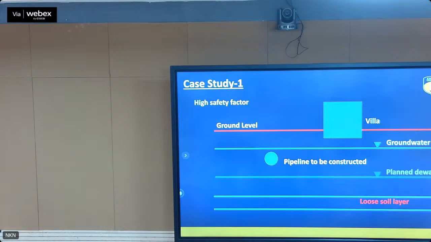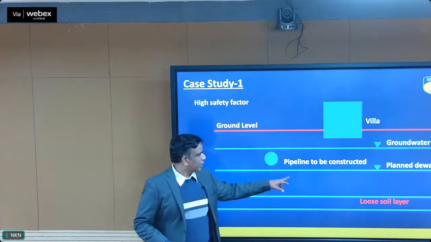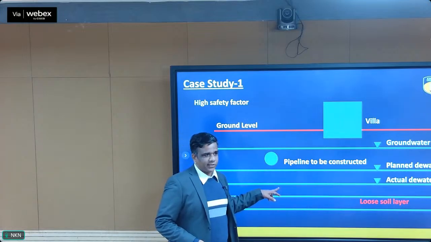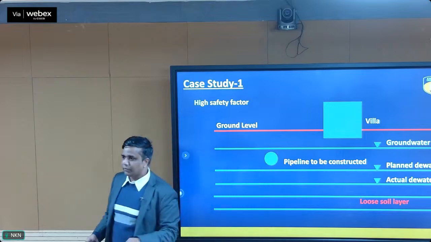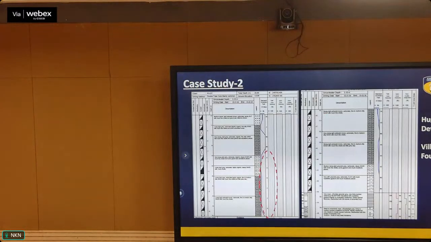As I told, we are constructing the pipeline here. The contractor was asked to lower the water table up to here. He lowered the water table more than what was required, which is making a problem in that particular area. Yes, that is one case study.